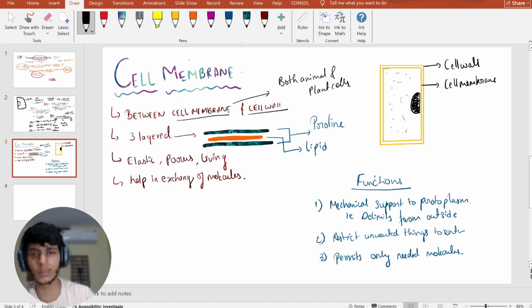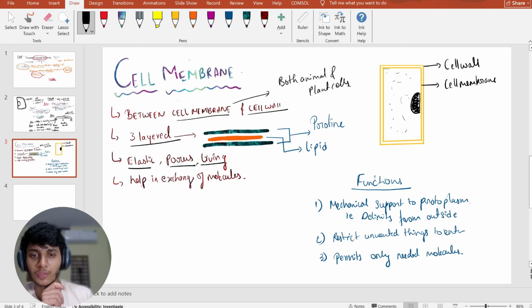Okay, it is three-layered. So if this is a cell membrane, it itself is three-layered. It is a sandwich of two layers of protein with a lipid layer in between. It is elastic, porous, and living. Elastic means it stretches. Porous means it has some pores in it so that materials can travel through it. And living, it is a living part.